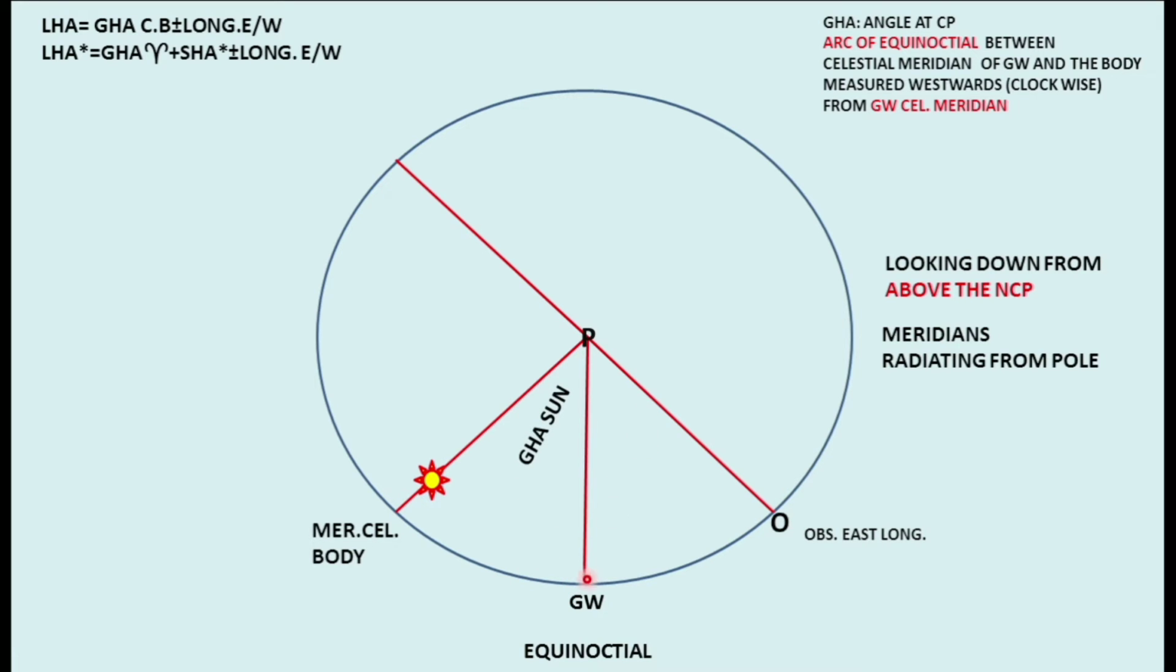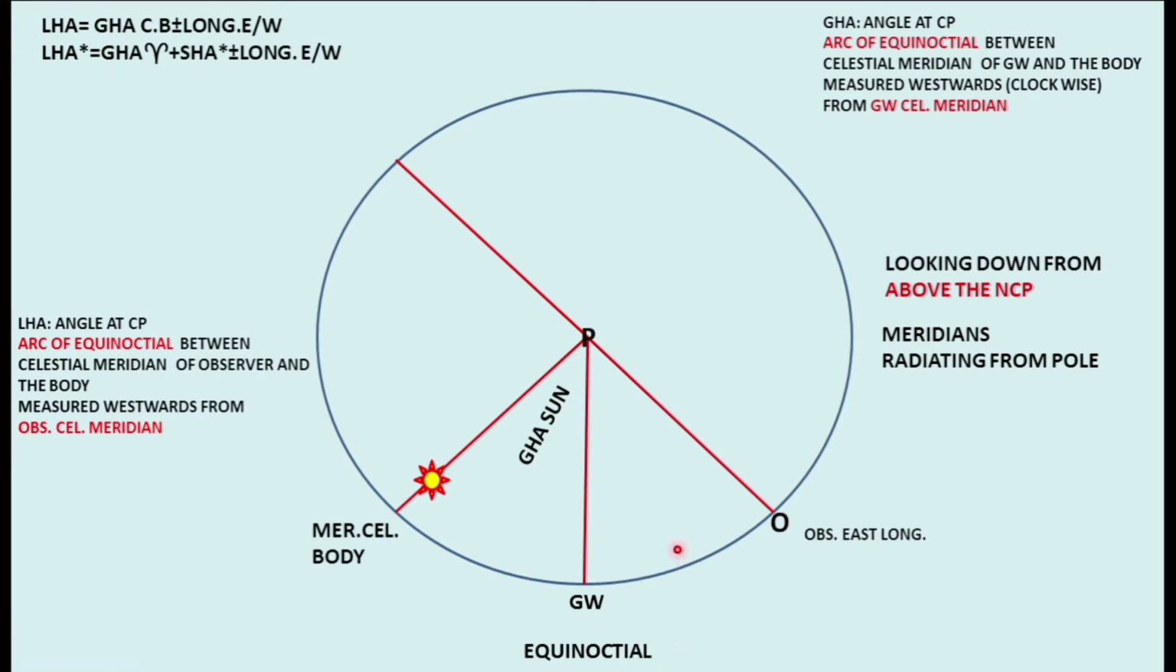And this DPO is the longitude of the observer. LHA we just defined is the angle between the celestial meridian of the observer and the celestial meridian of the body, measured westward. So we can see that the LHA would be GHA plus longitude east. Now let's say an observer on the western longitude. The longitude would be from Greenwich to the observer.